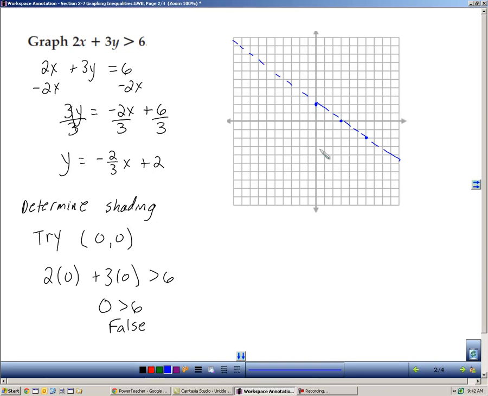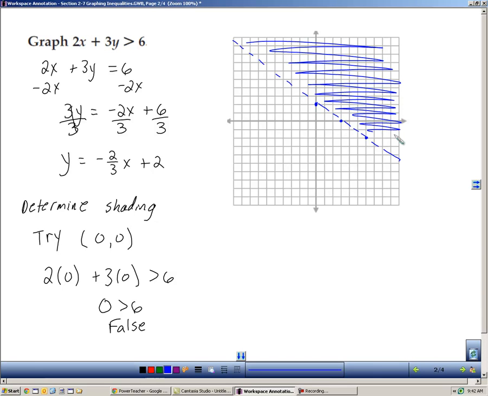So I don't want to shade the left side of this dotted line. I'm going to shade the right side. You're going to give a light shade with your pencil on the right side of the line, and that means that all of the points that are over here in the blue shaded area will make the inequality true. All of the points that are here on the left side of the non-shaded area will make the inequality false.